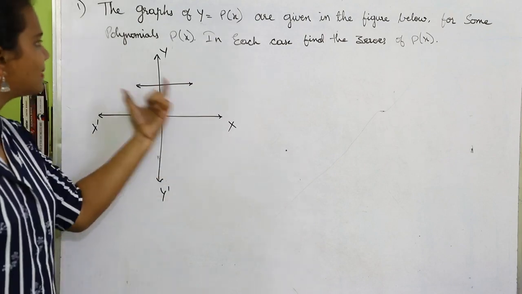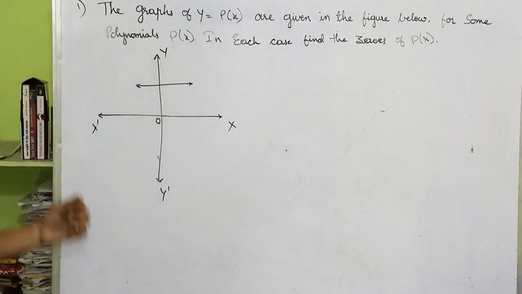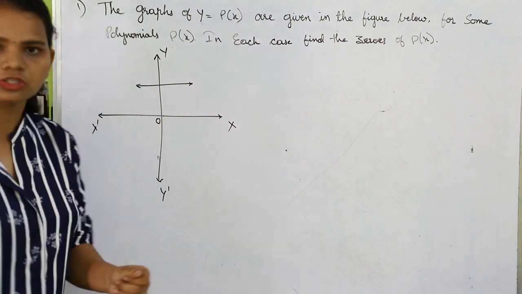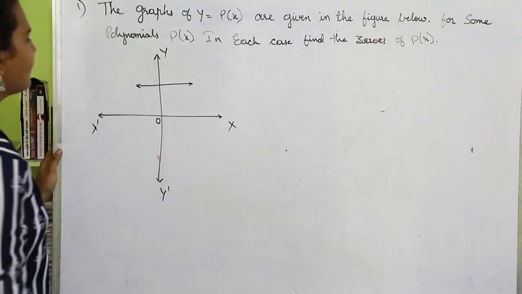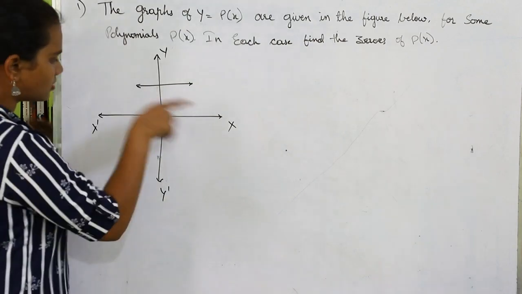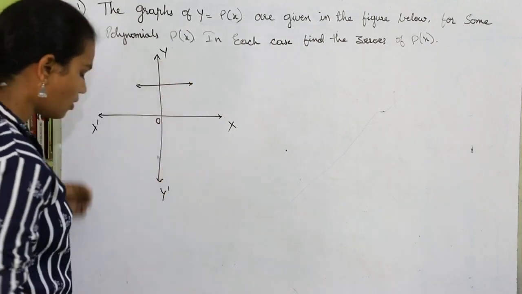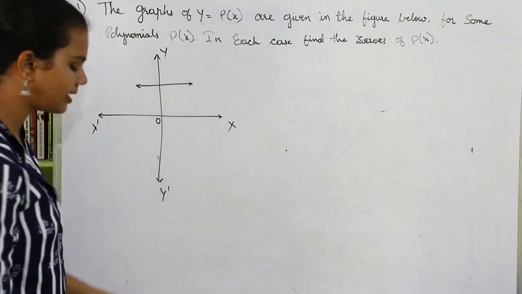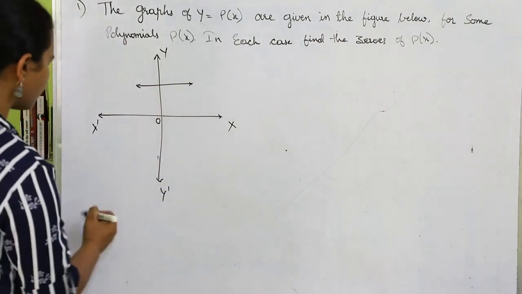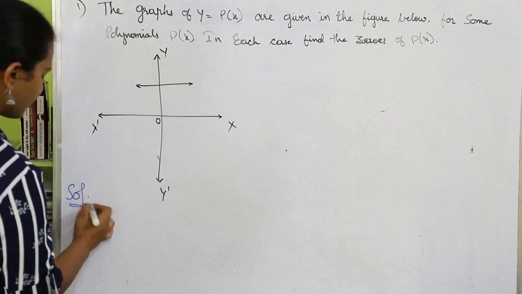But the first pictures, they have given a few figures over here. In our textbook they have given a few figures. You may look into it. Now here, guys, the first figure is this, where the graph has been drawn with the x-axis and y-axis. Now how many zeros are there, or find the zeros for this given polynomial. What would be the answer for this given figure?